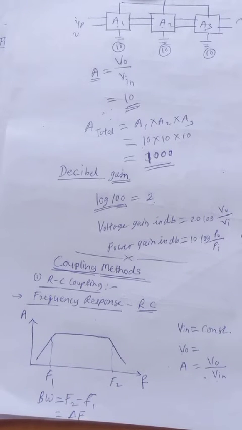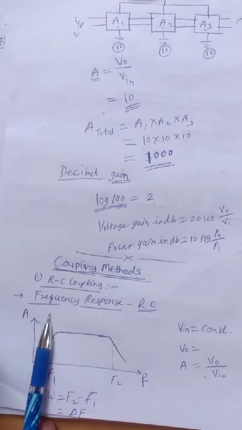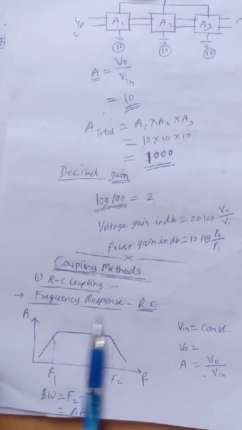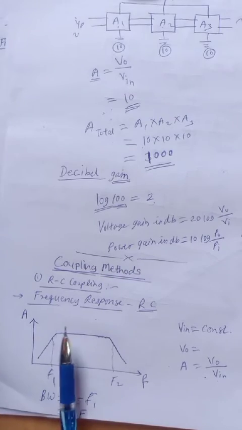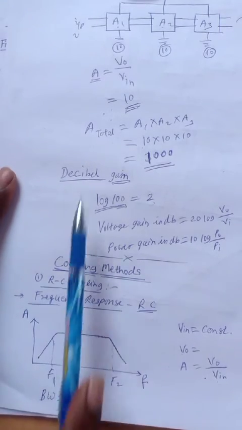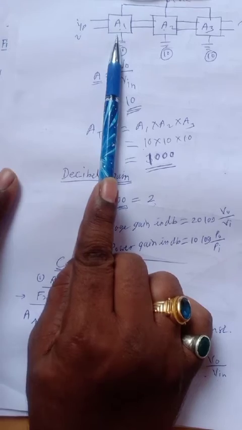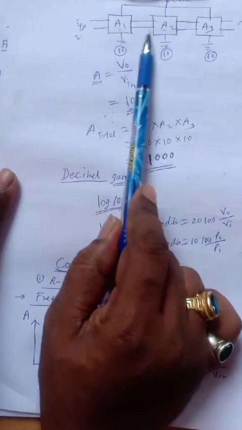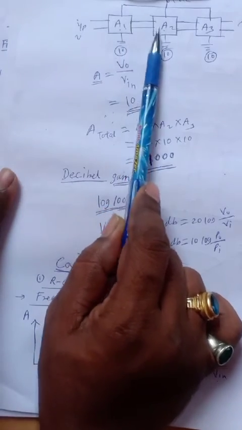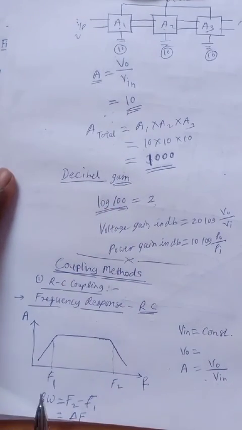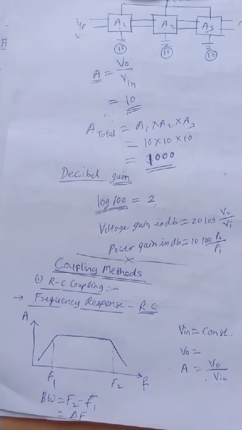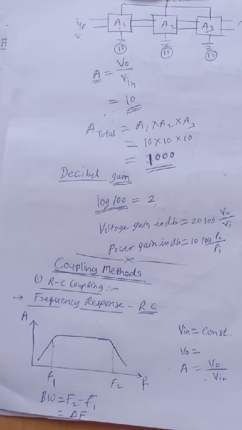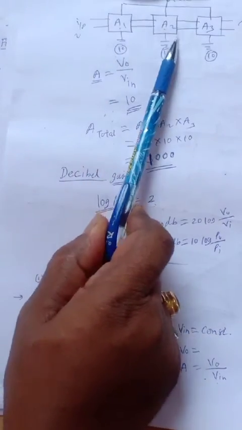Good morning. Last time we saw the frequency response of the RC coupled amplifier. To increase the gain, we need to connect the first stage to another stage. In the middle we use some components known as coupling components, and depending on which component is used, there are different methods of connecting the first stage to the second stage.